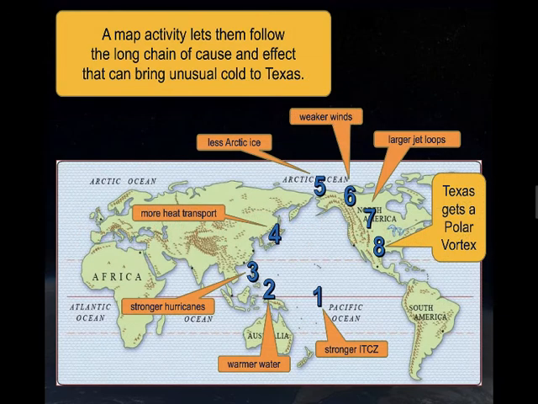And then a map activity lets them follow a long chain of cause and effect that starts with a stronger storm near the equator, which then makes warmer water, which makes stronger hurricanes, which makes more heat transport, which makes less, and so on, and finally winds up pushing a mass of cold air into Texas.